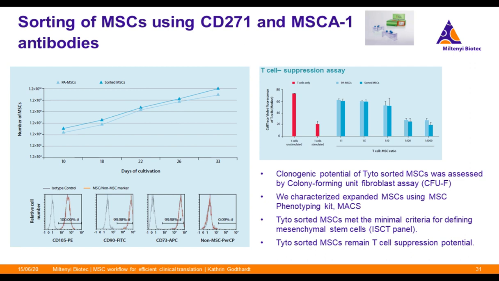Here we analyzed the ability of cells to expand and proliferate after the sorting process. We have passaged the cells several times, and we can show here that the sorted cells grow in a comparable manner like the plastic adherent cells. Also, the marker expression is as it should be for MSCs, and also here we looked at the T cell suppression potential. So it's quite preserved and comparable before and after sorting.